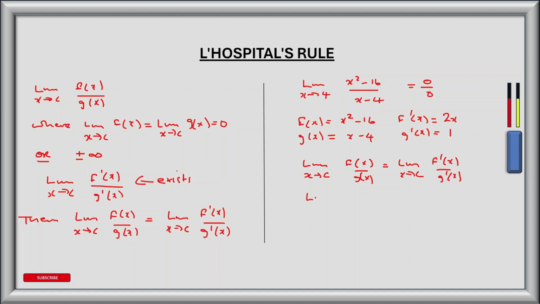So in the limit as x tends towards 4 of f derivative divided by g derivative is equal to, now derivative of f of x is 2x, derivative of g of x is 1. So if we take x is equal to 4 and we put it into this, we get 8 divided by 1 which is equal to 8. So we've evaluated this limit using L'Hopital's rule.